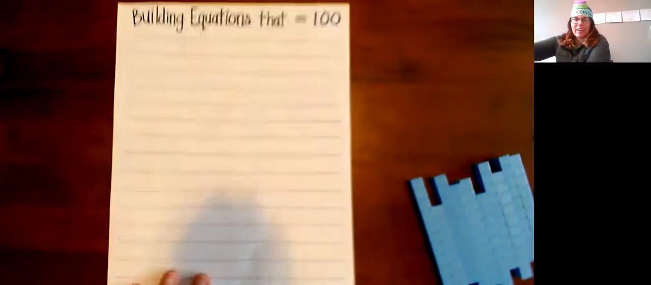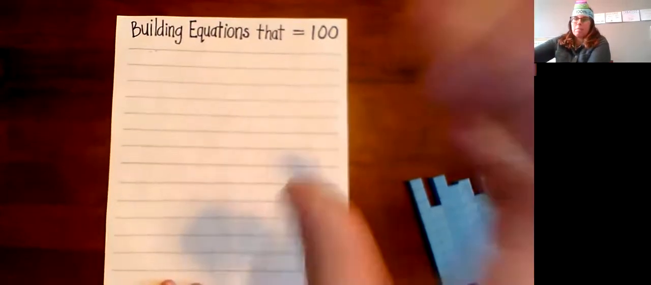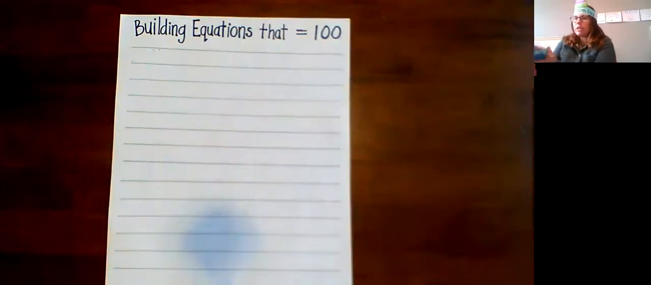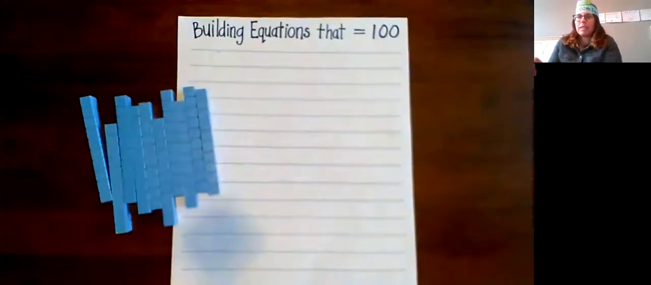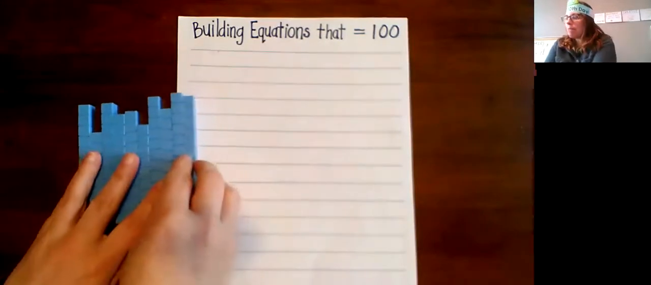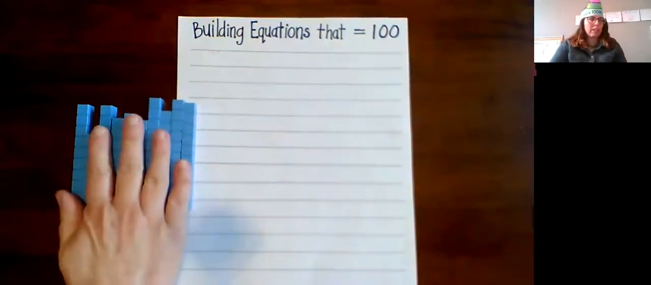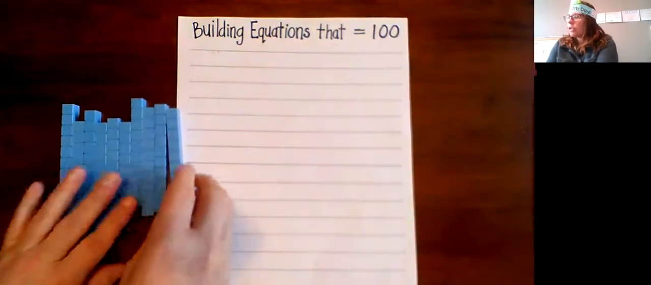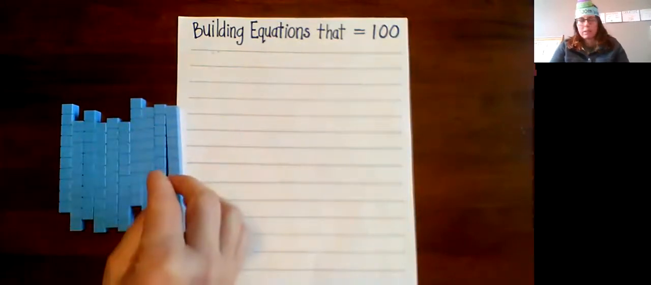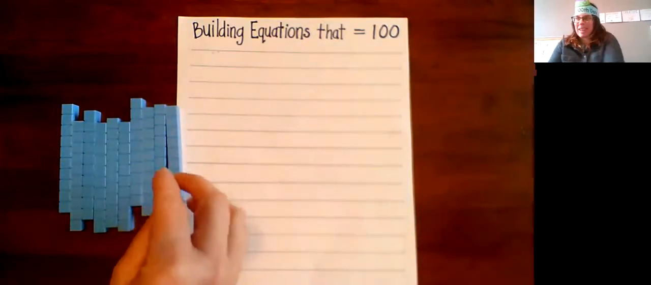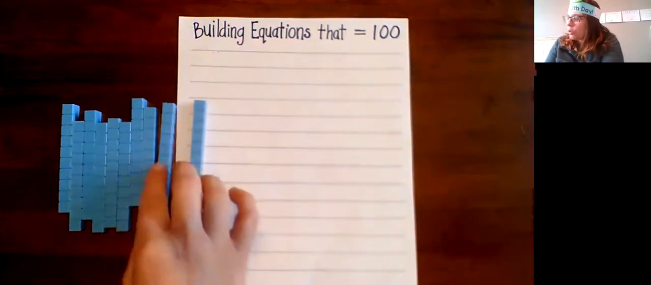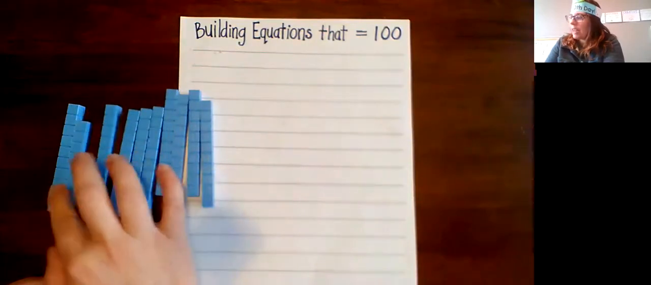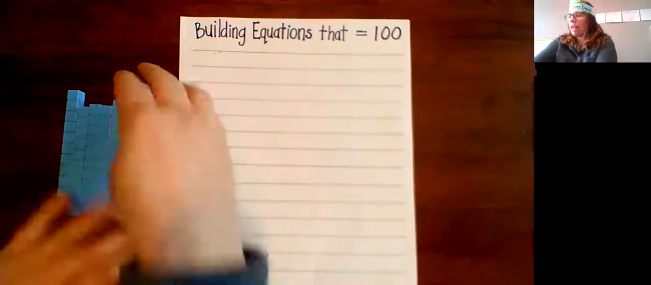Okay, so we are building equations that equal 100. The first thing we're going to do is just use our tens blocks. You're going to need to build the number 100 with your tens blocks to start out with. So make sure you have enough of these that will equal 100. Do you remember how many tens blocks you need to make 100? That's right, you need 10 of them. So let's see. 10, 20, 30, 40, 50, 60, 70, 80, 90, 100. Okay, so I have 100.